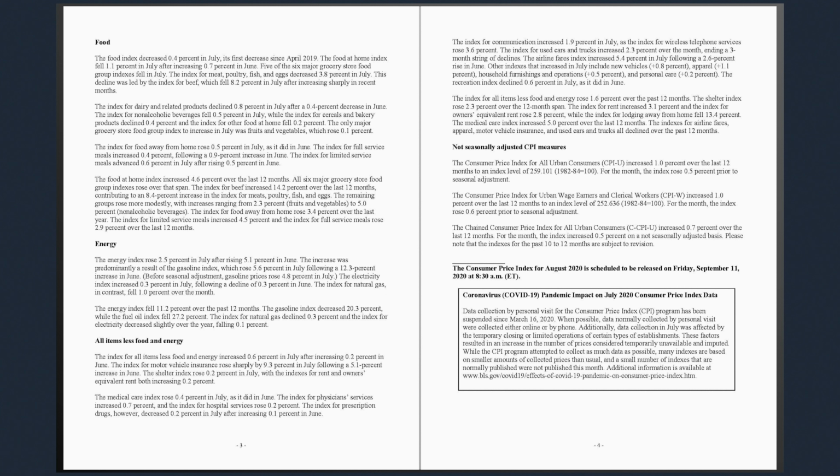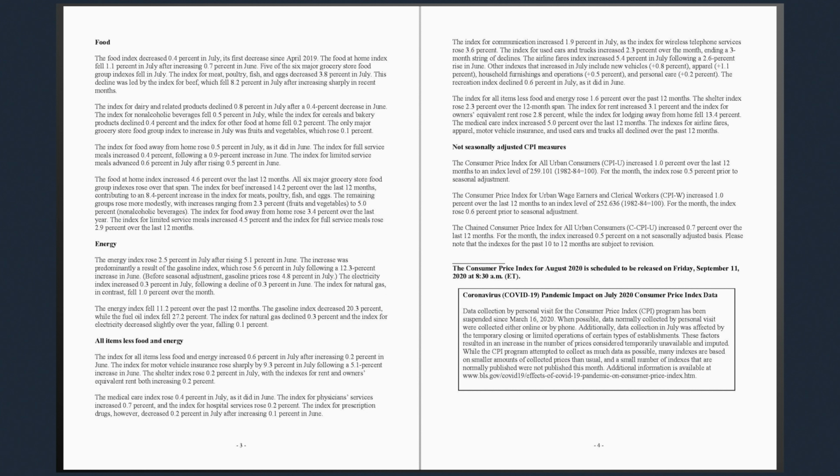The index for used cars and trucks increased 2.3% over the month, ending a 3-month string of declines. The airline fares index increased 5.4% in July following a 2.6% rise in June. Other indexes that increased in July include new vehicles plus 0.8%, apparel plus 1.1%, household furnishings and operations plus 0.5%, and personal care plus 0.2%. The recreation index declined 0.6% in July, as it did in June.